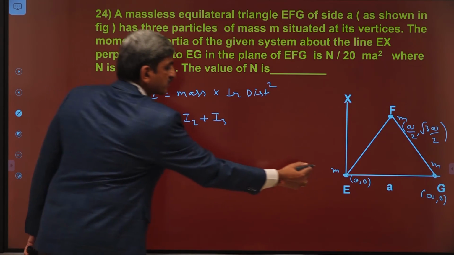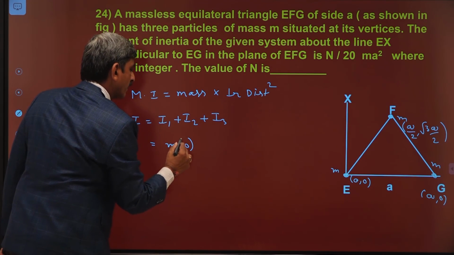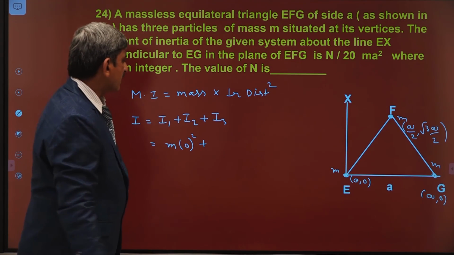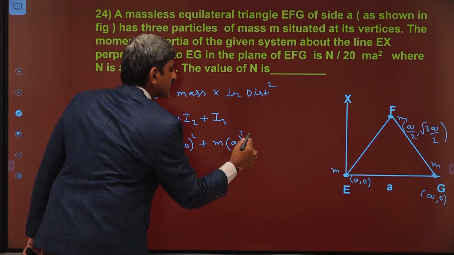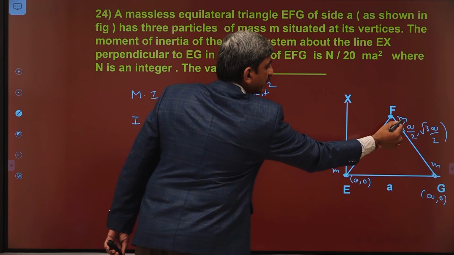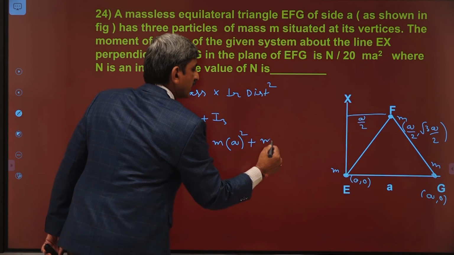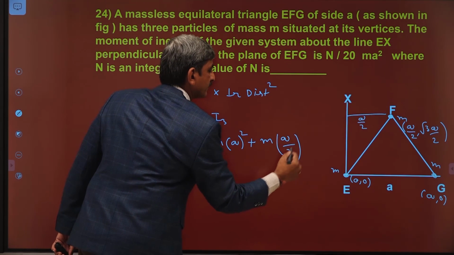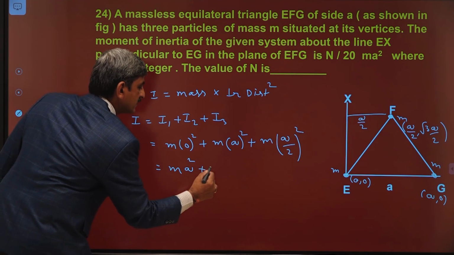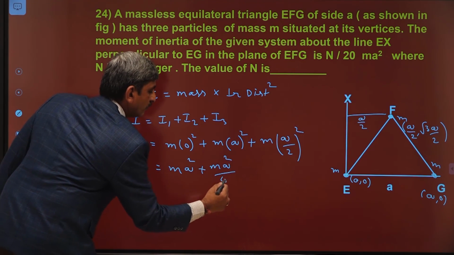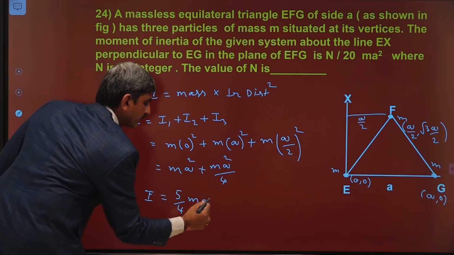Here the mass of the first particle is equal to m and its distance from the axis is 0, plus the mass of the second particle is also equal to m, and its perpendicular distance is equal to a, so m a square, plus the mass of the third particle is equal to m, and its perpendicular distance is equal to a by 2 from the axis, so that this is m a by 2 whole square. So this is equal to m a square plus m a square by 4, which is given by I is equal to 5 by 4 m a square.